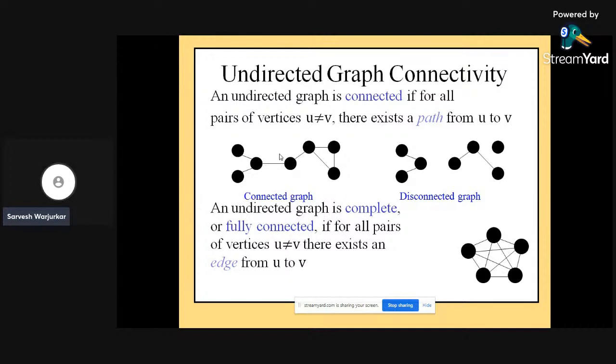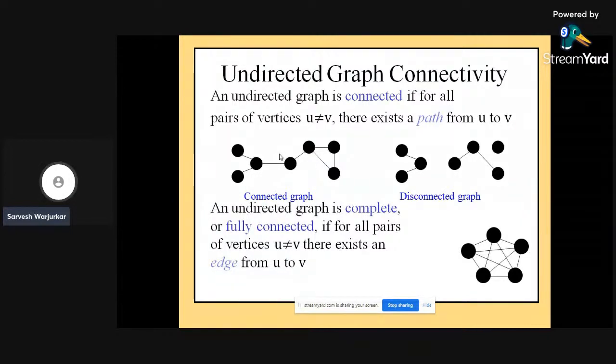Undirected graph connectivity: an undirected graph is connected if for all pairs of vertices u and v, where u is not equal to v, there exists a path from u to v. The connected graph and the disconnected graph are like this. A disconnected graph has no connection between the vertices, and in a connected graph, every node is connected to the other nodes in the graph.